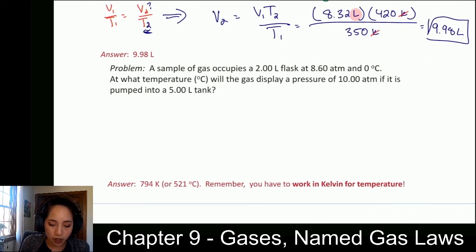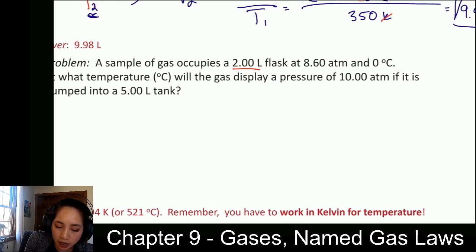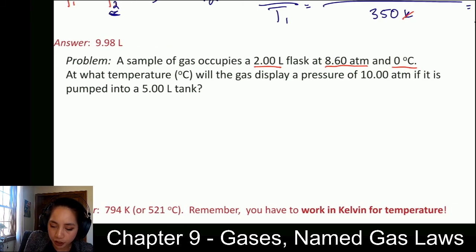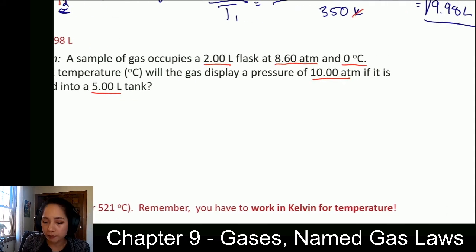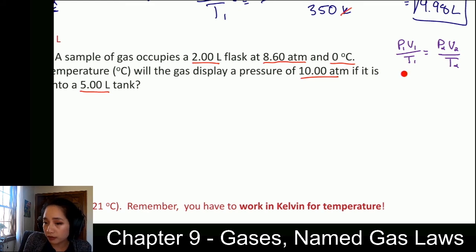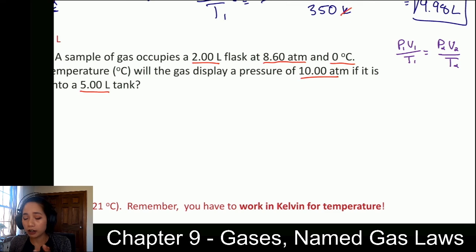All right, so let's do another question here. We have a sample of gas that occupies 2.0 liters at 8.60 atm at 0 degrees Celsius. At what temperature will the gas display a pressure of 10 atm if it is pumped to a 5.00 liter tank? So let me just rewrite our combined gas law. P1 V1 over T1 equals P2 V2 over T2. So let's go through this question and identify P1, V1, and T1, so our condition 1 and our condition 2.